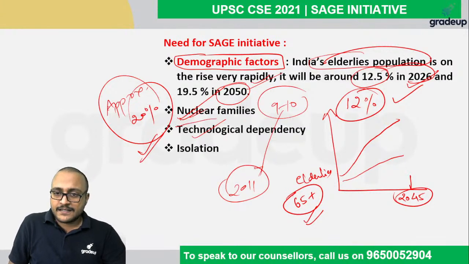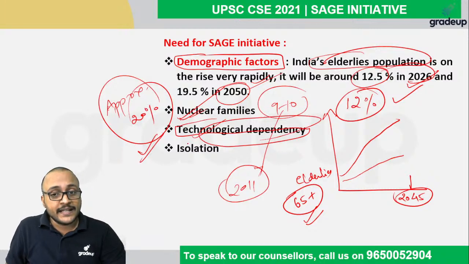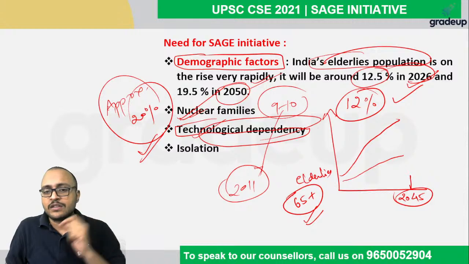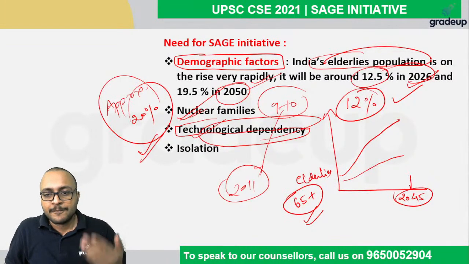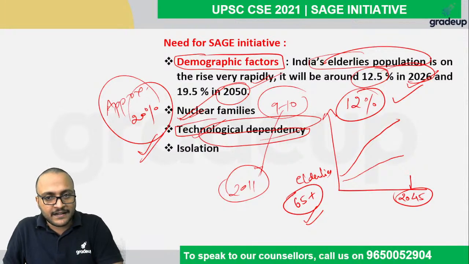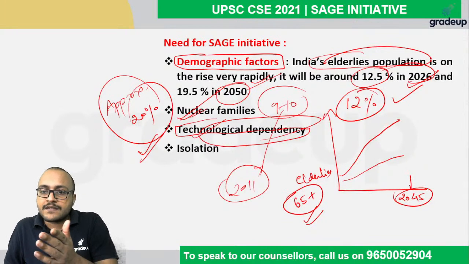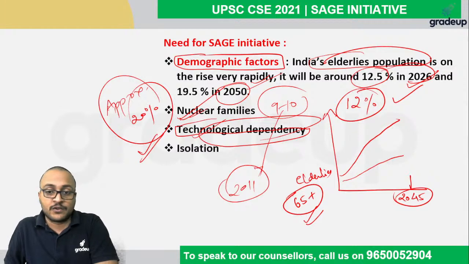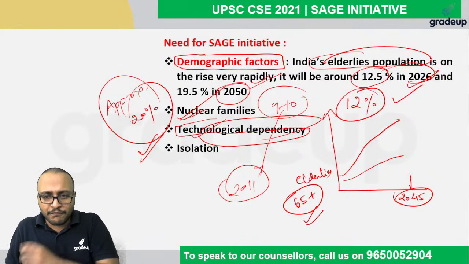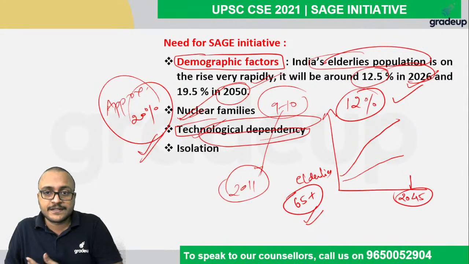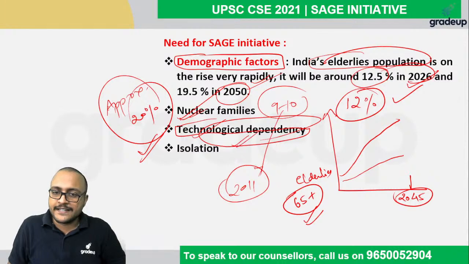Apart from that, technological dependency is also there nowadays, guys. Various solutions related to old age are dependent on technology, like Bluetooth operable ear devices, like self-help robots. So these things can be future-proof alternatives for the needs of elderlies.